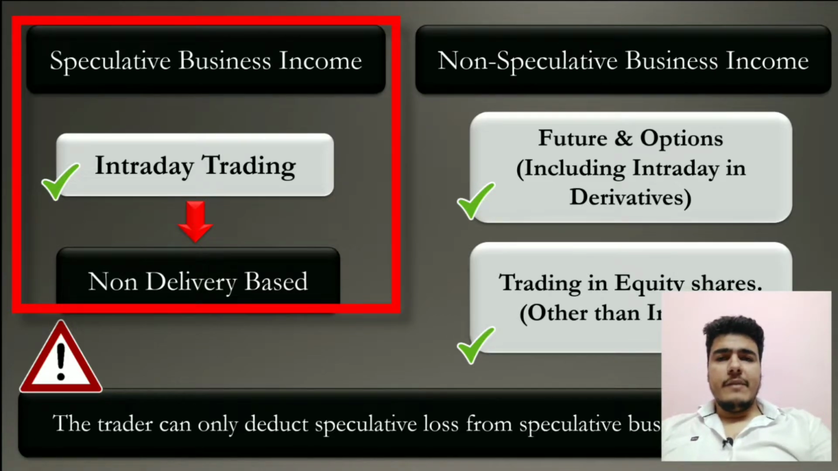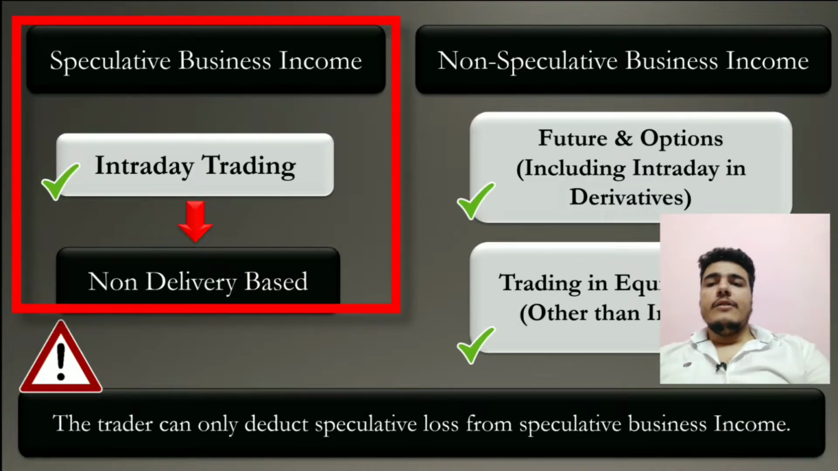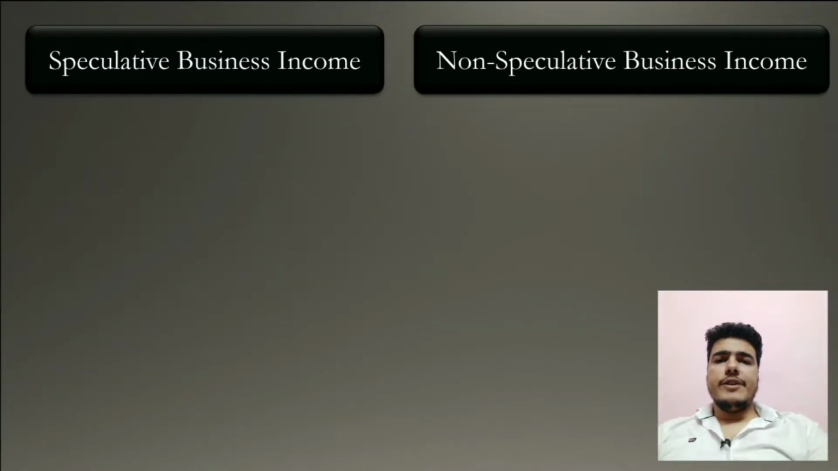Intraday trading will be considered separately because there are many income tax provisions that specify different rules regarding speculative business income. For example, you can see this line: the trader can only deduct speculative loss from speculative business income. So let's try to understand this by taking a simple example. There are 2 parts of business income: speculative and non-speculative.